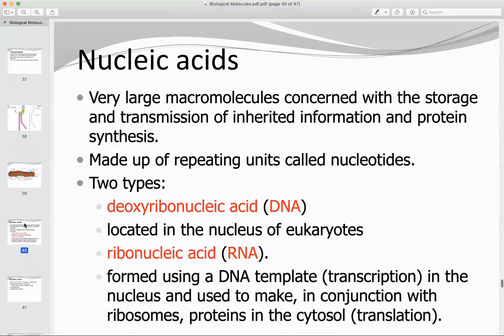The building blocks of nucleic acids are nucleotides. So nucleic acids are made up from the smaller subunits known as nucleotides. Write this term down, nucleotides. By the end of this lesson, you should be able to tell me what the building blocks are for each of these classes of biological molecules, what the functions of these biological molecules are, and where they are found in the cell.